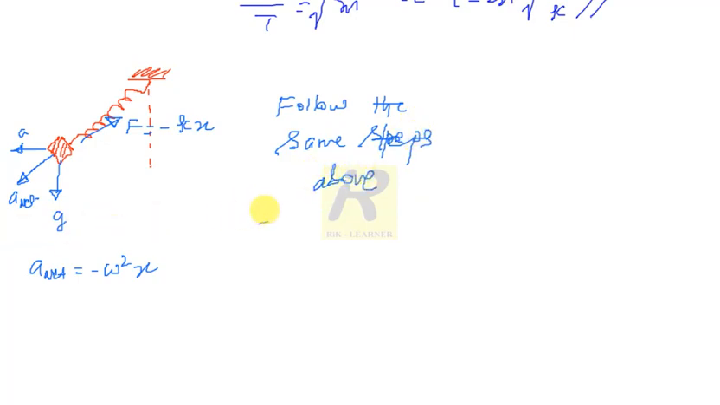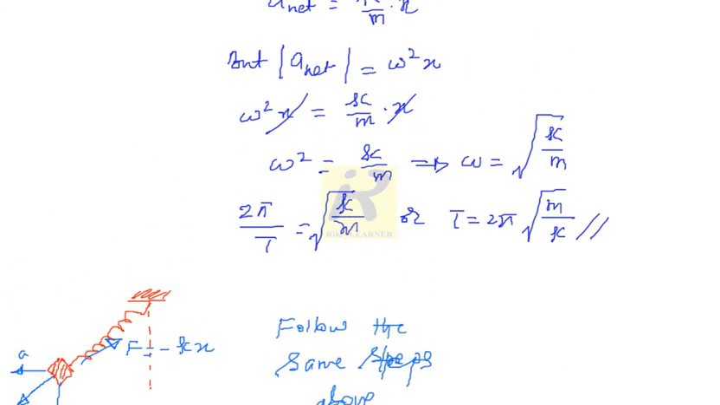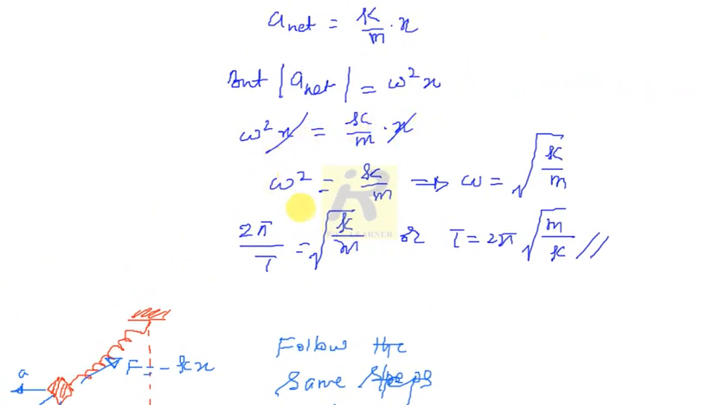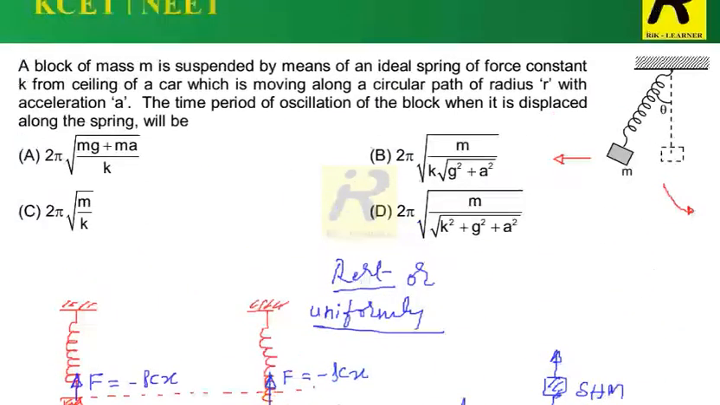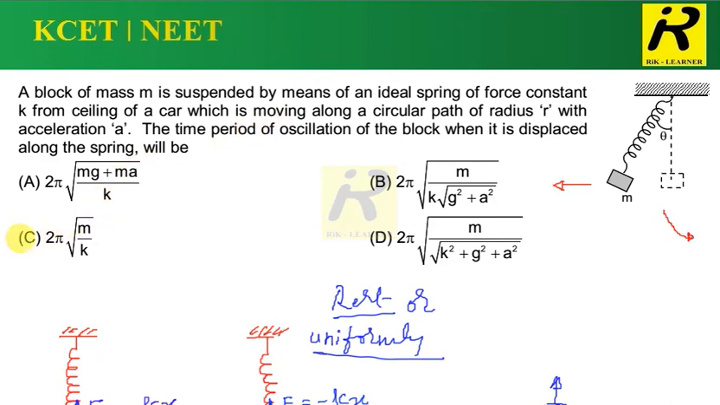One more time I get the same equation, that is T is equal to 2 pi root m divided by k. Because when I was deriving this equation, the term acceleration, the net acceleration, is not appearing anywhere. That means whatever the acceleration of the car, it will not appear in the result. So the period of oscillation is independent of the acceleration of the vehicle. That means definitely option C, what we are seeing here, is correct.